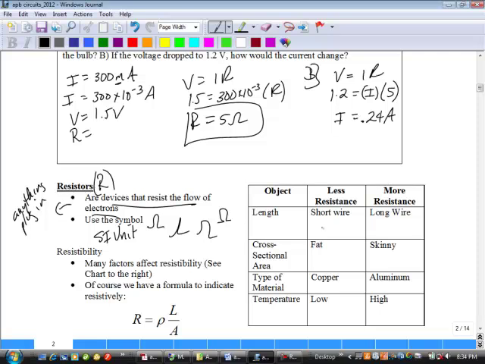So let's look at this wire. If our length is a long wire, it's going to have a high resistance because there's more opportunity for those electrons to get stuck. Short wire will have least resistance. Cross-sectional area. Think about how fat or how skinny that wire is.